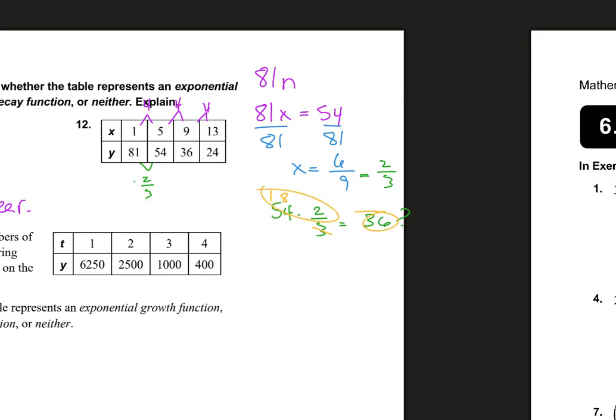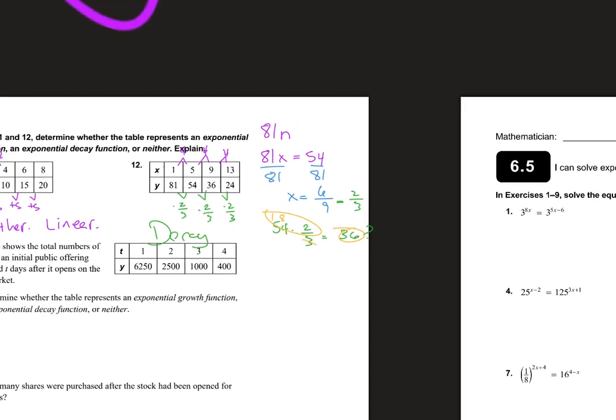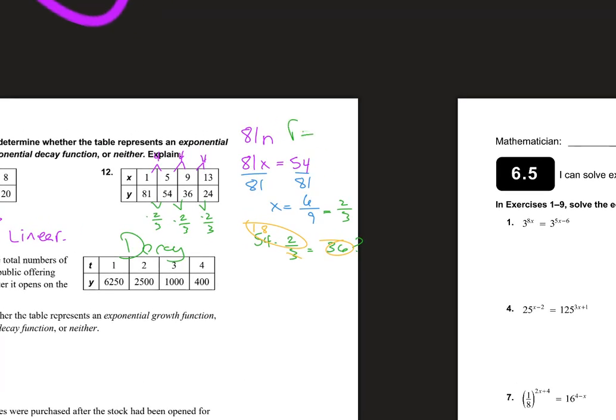So it would appear that it's going down 2/3. So this is going to be decay, and it's because of it going down 2/3. I guess you could say that the rate R is equal to 66.6 repeating percent. You know, because 66% is what 2/3 is, right?